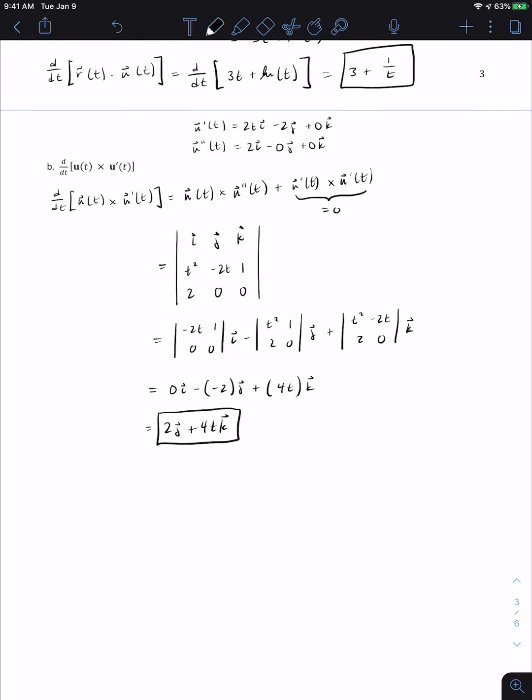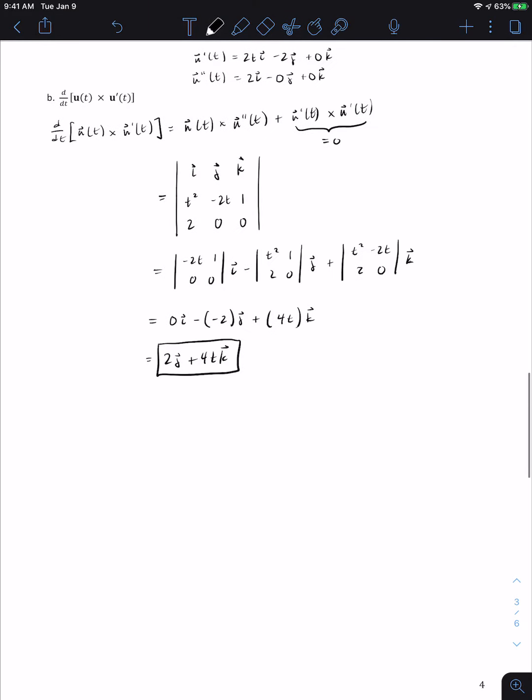Just as before, remember this was a formula. I could also find this derivative by first computing the cross product, and then finding the derivative of that. So let's do it that way to make sure we get the same answer. Alternatively, let's find u of t cross u prime of t first. I set up i, j, k, and plug in u, which is t squared, negative 2t, and 1, and now I'm plugging in the derivative, u prime of t, so I get 2t, negative 2, and 0.